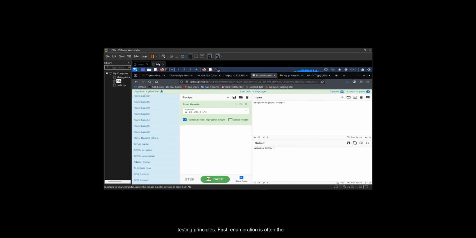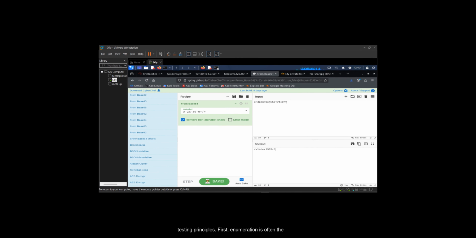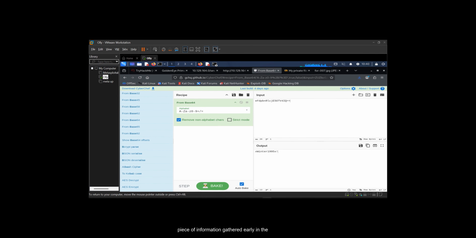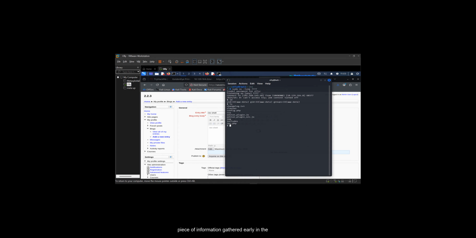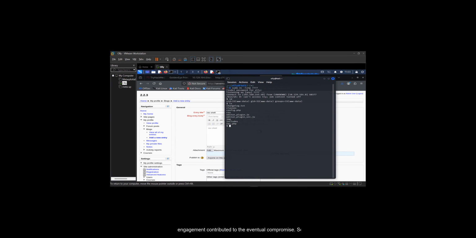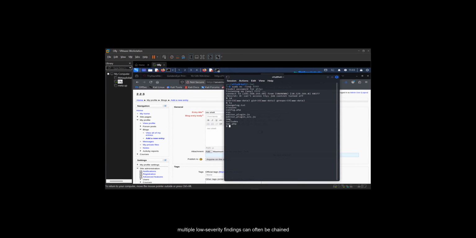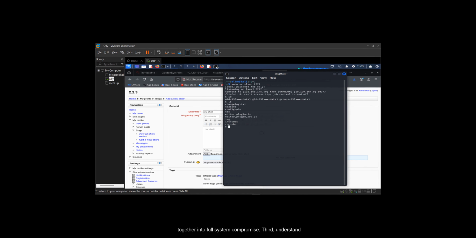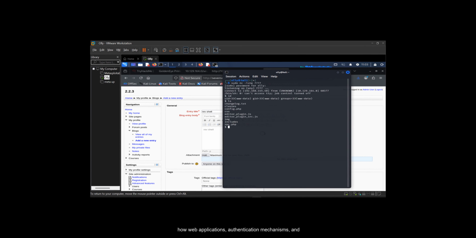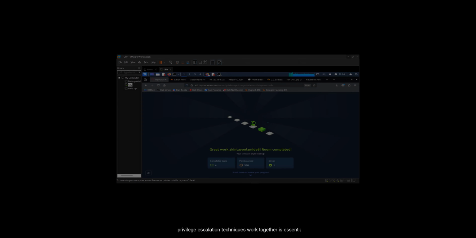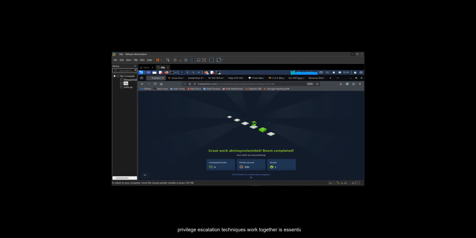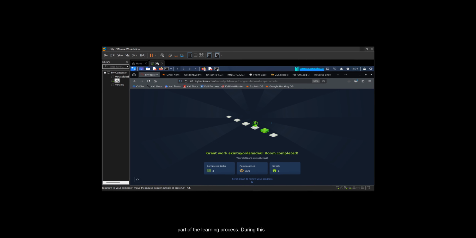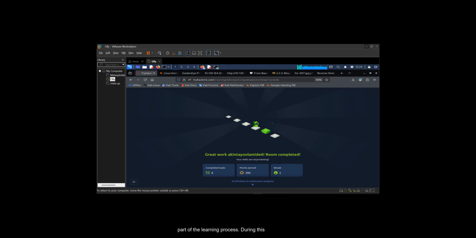This project reinforced several important penetration testing principles. First, enumeration is often the most important stage of an assessment. Every piece of information gathered early in the engagement contributed to the eventual compromise. Second, multiple low-severity findings can often be chained together into full system compromise. Third, understanding how web applications, authentication mechanisms, and Linux privilege escalation techniques work together is essential for real-world penetration testing.